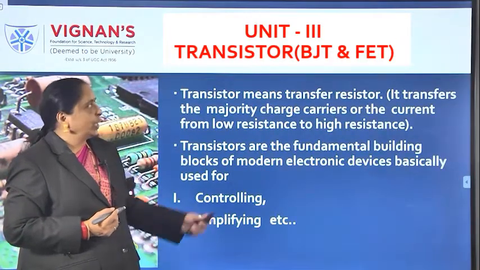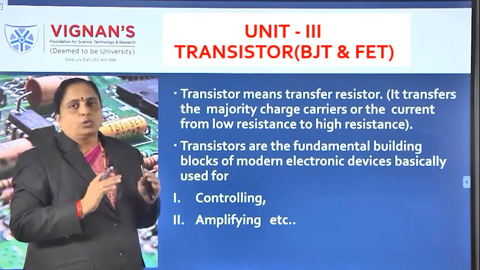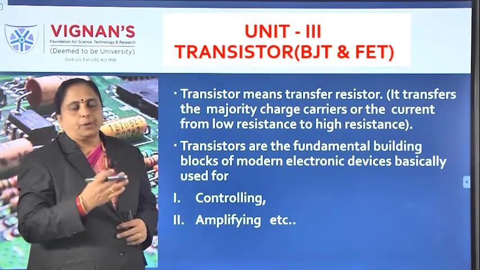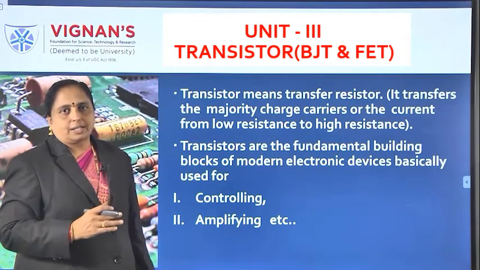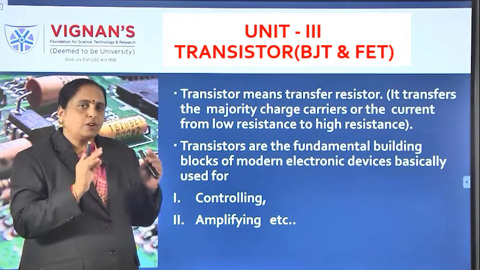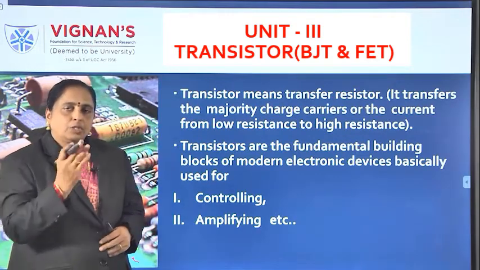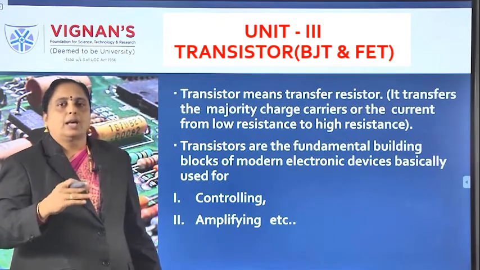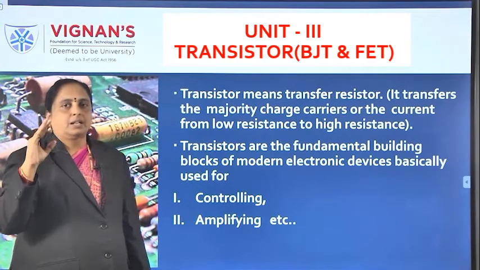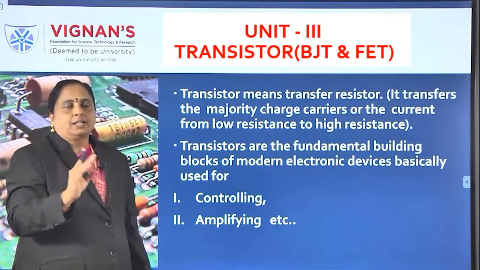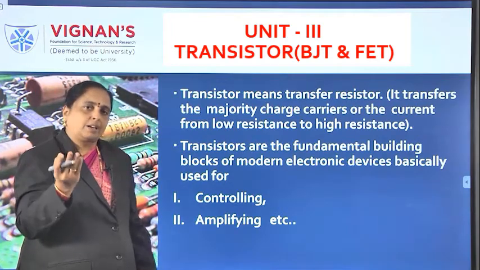Dear students, today we are going to study the third unit, which consists of two basic transistors, BJT, bipolar junction transistor, and MOSFET, metal oxide semiconductor field effect transistor. First of all, what is a transistor? A transistor is a three-terminal device which has the capacity to amplify. Amplify means it can raise the strength of a weak signal. Wherever there is a weak signal, this device, either BJT or MOSFET, will raise the strength of the weak signal.